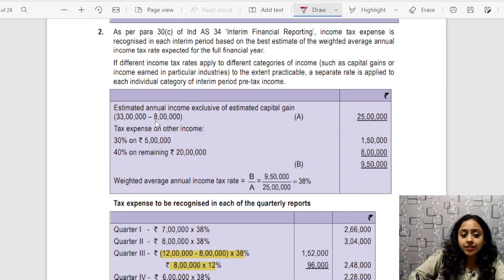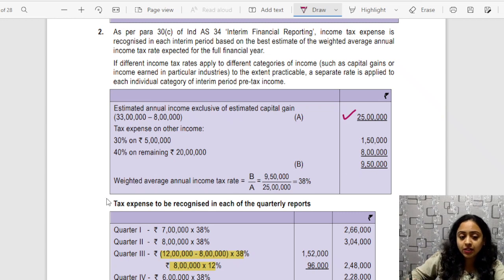See, 33 lakh minus 8, that means 25 lakh. Tax on other income is 30% on 5 lakh and 40% on remaining. This means 9 lakh 50,000. Weighted average will be 9 lakh 50,000 upon 25 lakh, that is 38%.